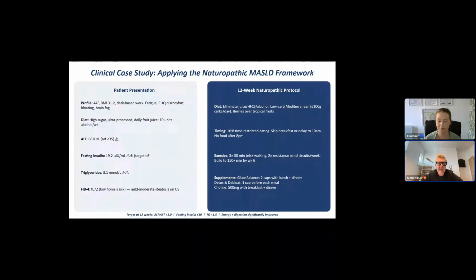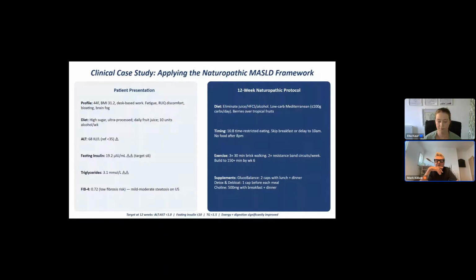And also her fasting insulin was 19.2. So that was against our functional target of 6 or below. Triglycerides were also very high. And when we worked out her FIB4 risk, she had a 0.72. So she had low fibrosis risk. So that was mild to moderate steatosis. So that means that our intervention is very timely at this stage.